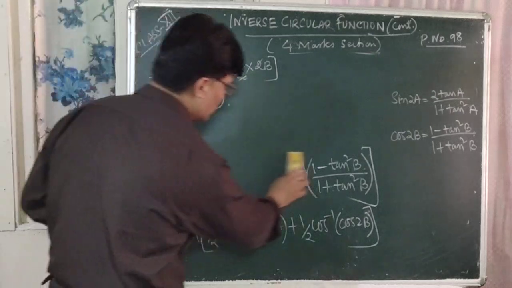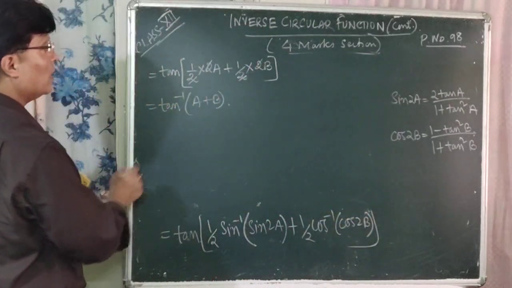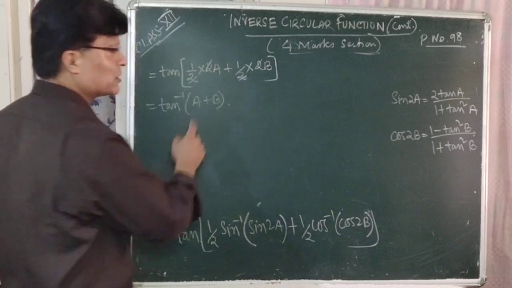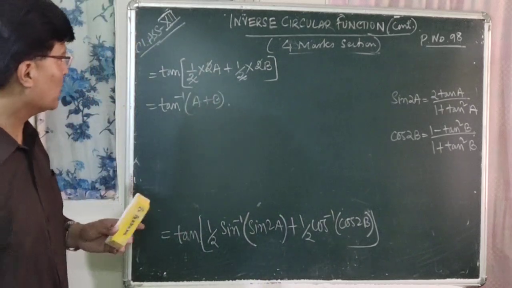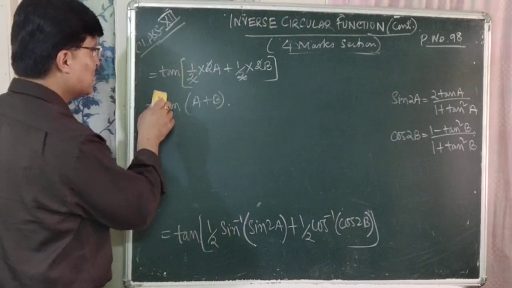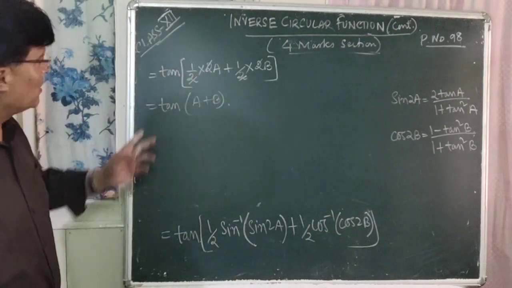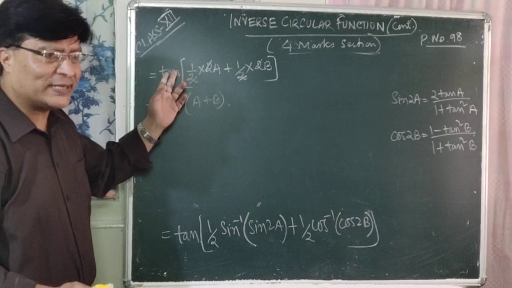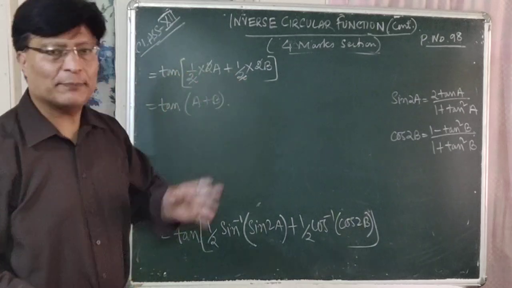So next, what will you do now? So this is your tan inverse A plus B. Oh sorry, not tan inverse. It should be tan only. This is not tan inverse, it is tan of A plus B. Okay? It is not tan inverse, but only tan. So it is tan of A plus B.